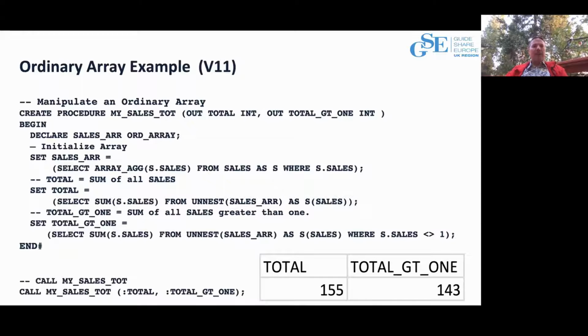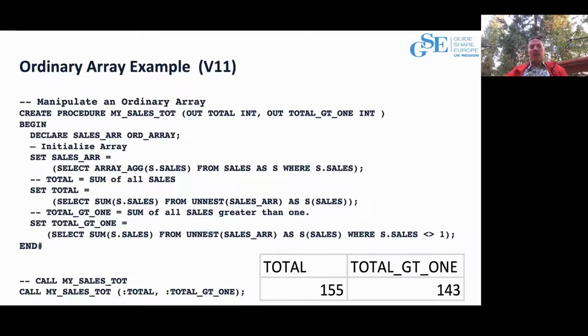All right, so in this particular case, I'm going to just walk you through an example with an ordinary array in an SQL PL procedure. So I'm going to return some values. The first one's going to be an integer, and it's called out_total, and the other one is total_greater_than_1. And so what I'm going to do is I'm going to declare an ordinary array, and I'm going to set it with the array_agg function. So I'm going to process the sales table, fill it up, and then I'm going to do two different selects, essentially. The first one, I'm going to set the total value. So I'm going to do a sum of the sales from UNNEST.